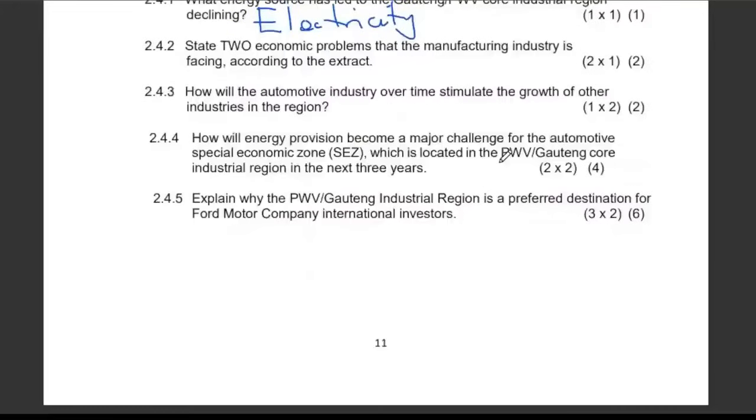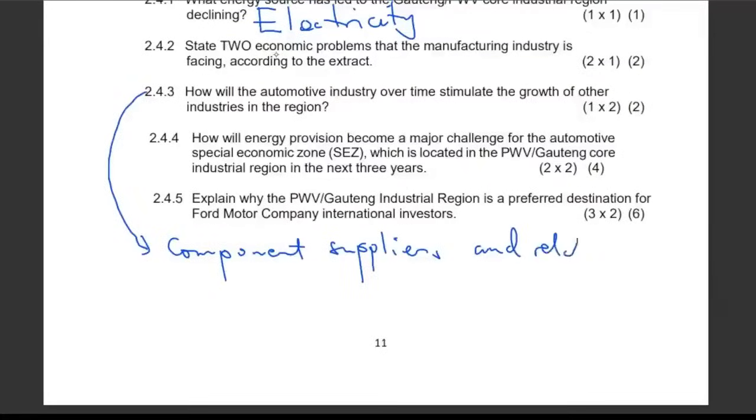How will the automotive industry over time stimulate the growth of other industries? We are saying the automotive industry is a stimulator of the growth of other industries. How is that possible? Right, we are saying here, because of automotive industries, we also have component suppliers and related service providers.